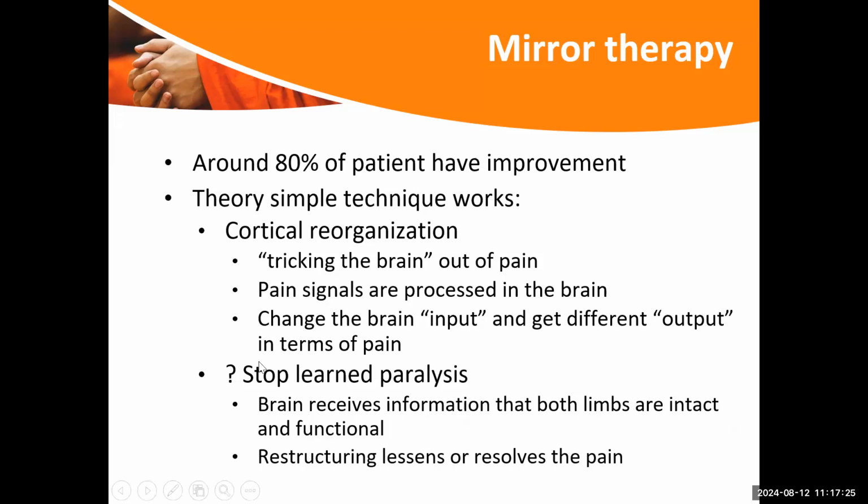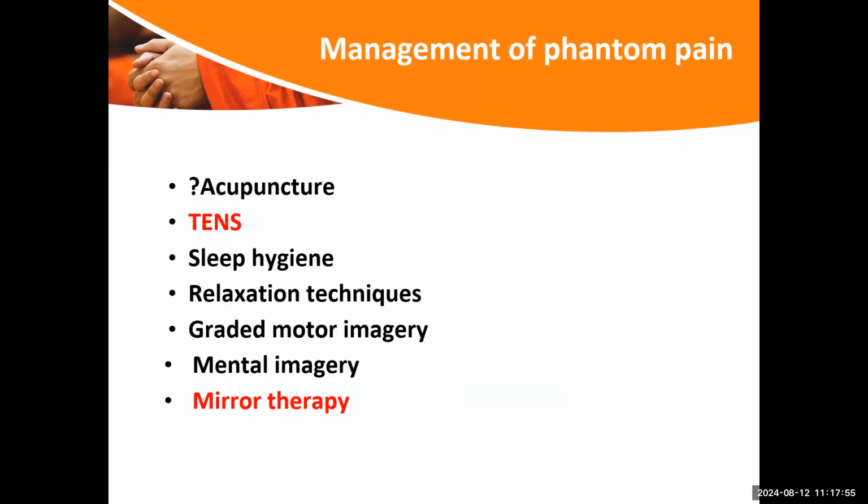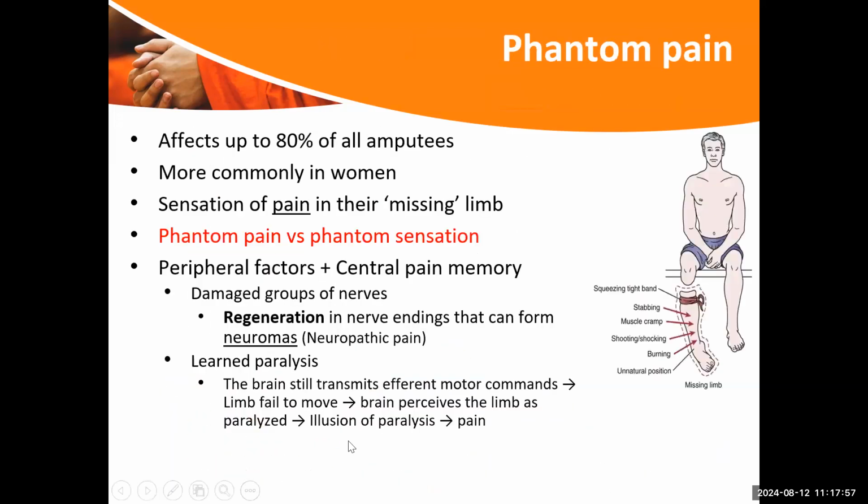Actually, you just stop the learned paralysis. You tell the brain that both limbs are intact and functional. So it really will decrease or resolve the pain, because that pain is cortical. Due to the cortical things, you do some local things, but you can't really control the pain from the central mechanism. So this is central pain memory, and then peripheral factors.